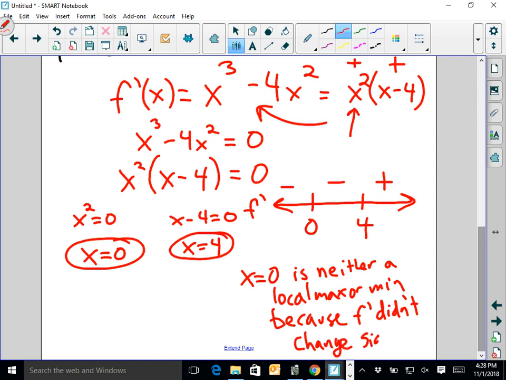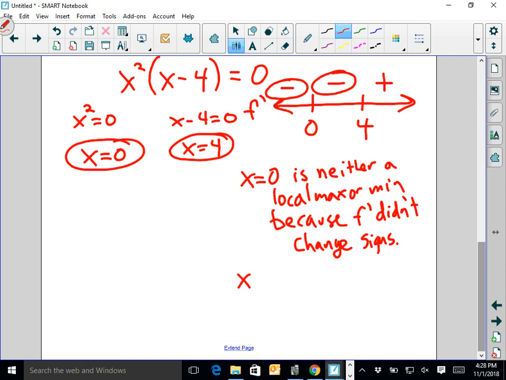Okay. So we see we have a minus over here and a minus over here. f prime went from negative to negative, so f went from decreasing to decreasing. We didn't have a local max or local min. x equals 4 is going to be a different story.